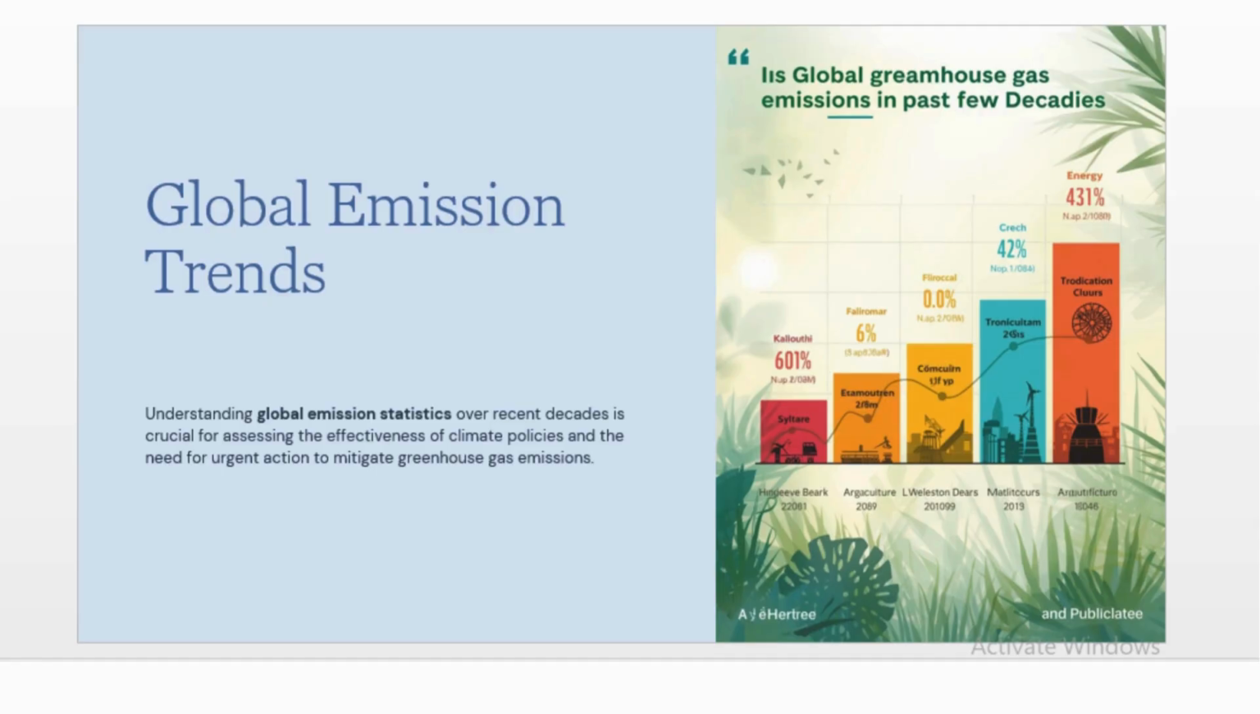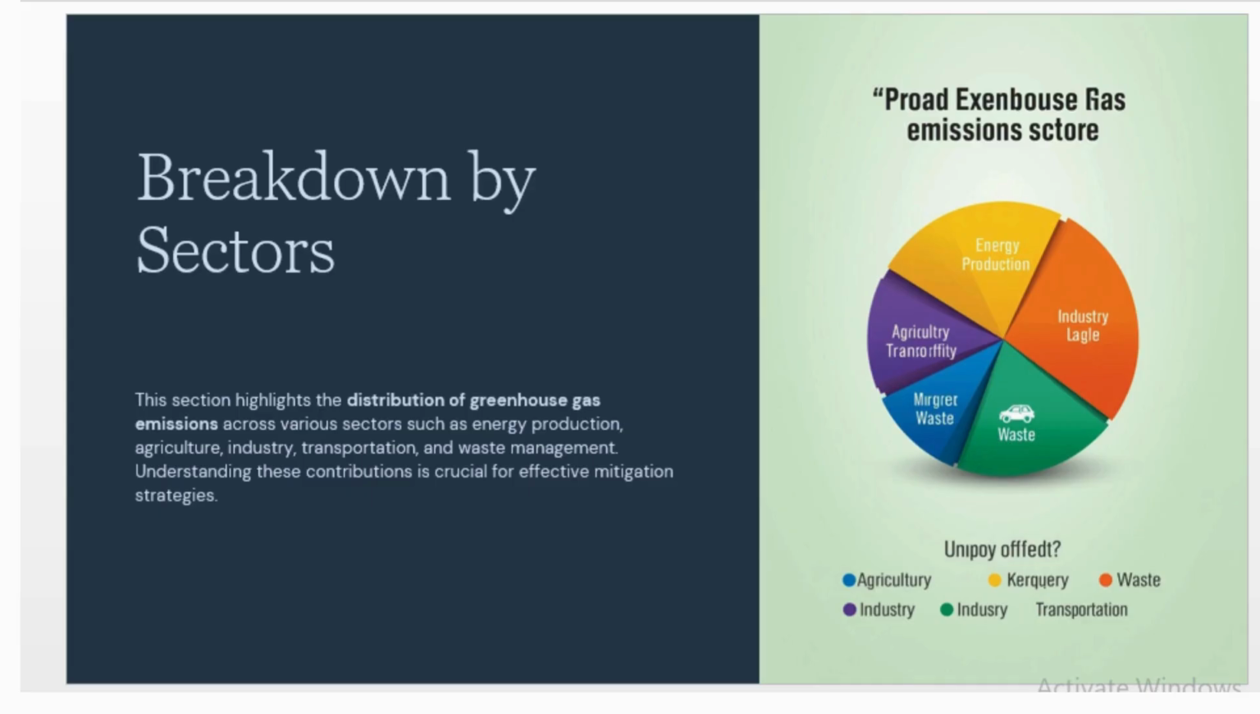So there are some global emission trends. For example, understanding global emission trends over recent decades is crucial for assessing the effectiveness of climate practices and the need for urgent actions to mitigate greenhouse gas emissions. There is also a breakdown by sector. These sections highlight the distribution of greenhouse gas emissions across various sectors, such as energy production, agriculture, industries, transportation, and waste management. Understanding these contributions is crucial for effective mitigation strategies.